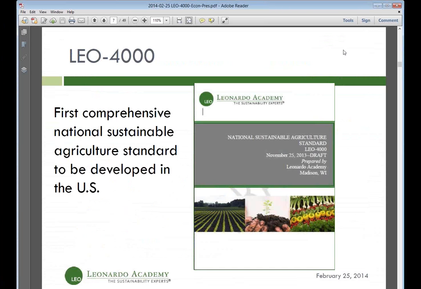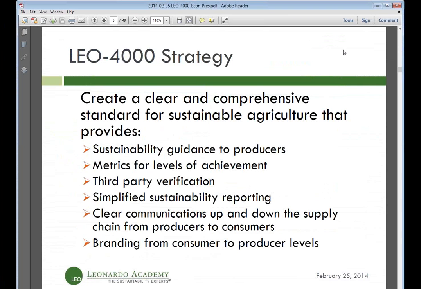LEO-4000 is the first comprehensive national sustainable agriculture standard to be developed in the United States. And our strategy for the standard is to create a clear and comprehensive standard for sustainable agriculture that provides guidance to producers, metrics for achievement, third-party verification, simplified sustainability reporting, clear communication up and down the supply chain from producers to consumers, and branding from the consumer to the producer level.